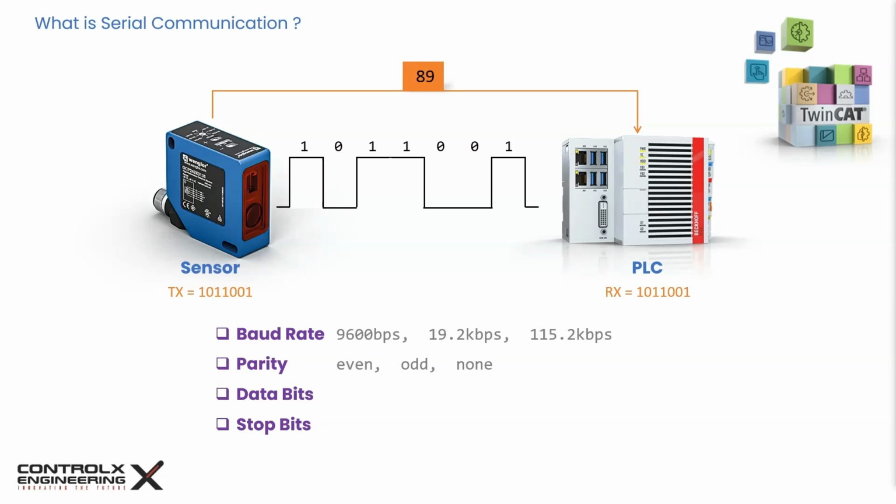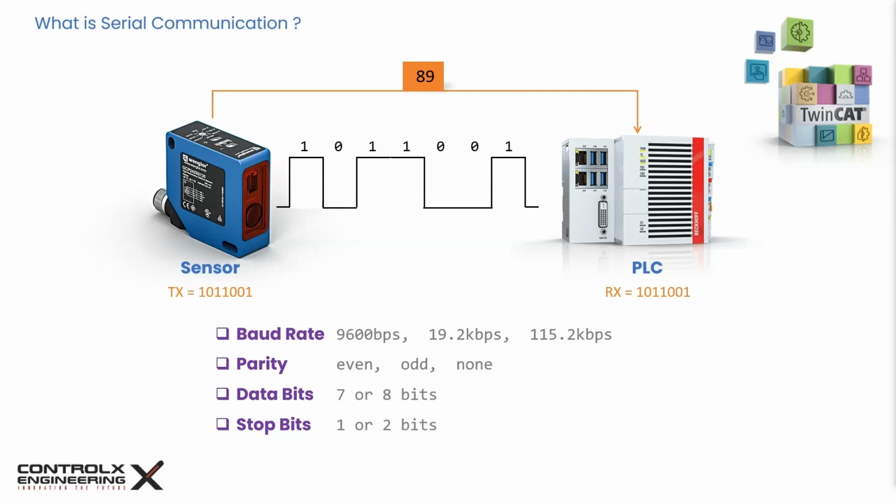For even parity, the parity bit is set such that the total number of ones in the data frame, including the parity bit, is even. For odd parity, the parity bit is set such that the total number of ones in the data frame is odd. Data bus refers to the number of bits used to represent each character of data. Common settings are 7 or 8 bits. The choice depends on the requirement of the devices being used.